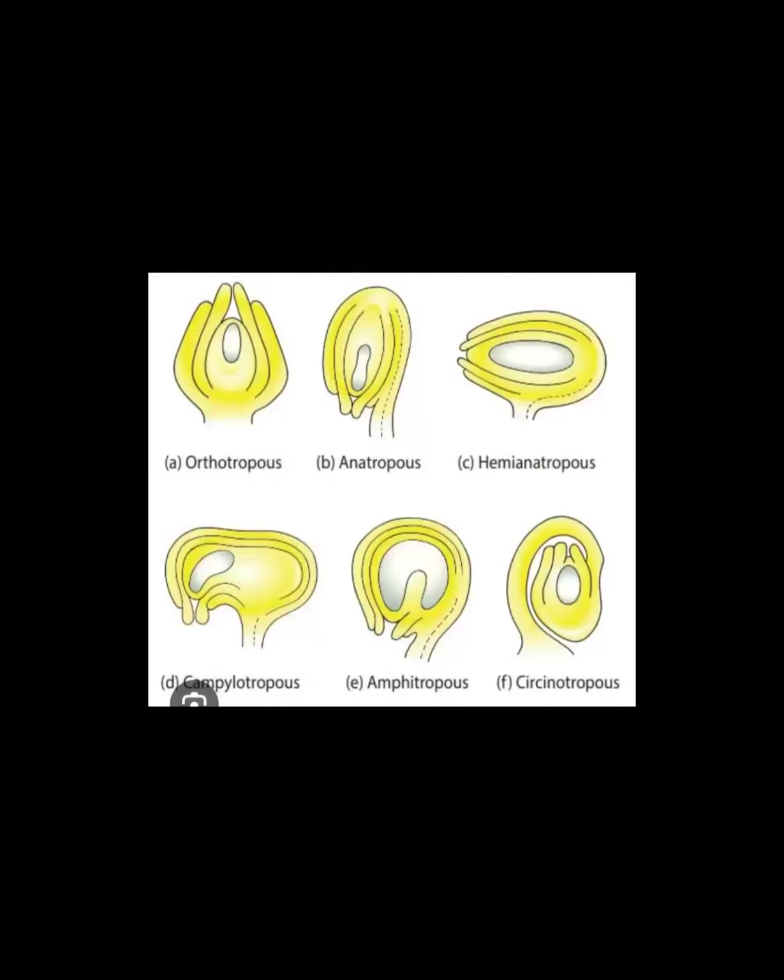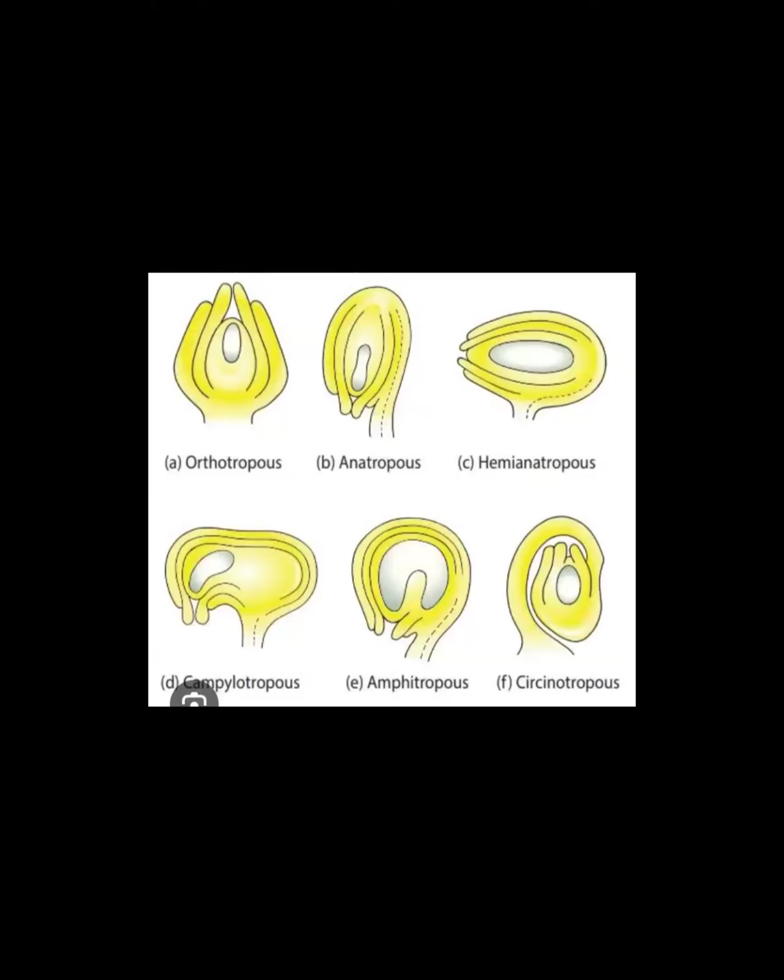Types of ovules. Based on the position of the micropyle in relation to the funiculus, there are totally 6 types of ovules recognized. The first one is the atropous or orthotropous ovule. It is a straight ovule with micropyle, chalaza, and funiculus all arranged in one straight line. In the first picture, the micropyle, chalaza, and funiculus are all in one straight line.